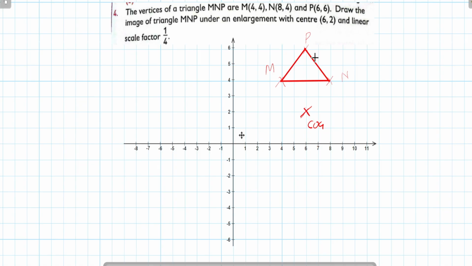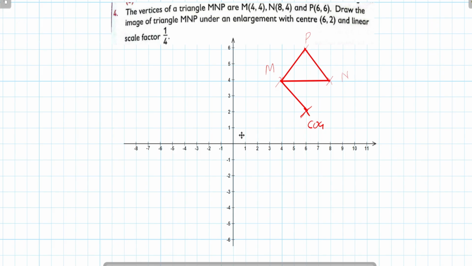So tayari hiyo ndio triangle yetu. Now we need to now enlarge this scale factor a quarter. So ikiwa scale factor ni fraction, yamaanisha image yako itaenda nyuma ya hiyo center of enlargement. So let's connect the object to the center of enlargement. So it means that your image will be behind it. So itakuwa behind the center of enlargement. Ingekuwa ni more than one, image yako ingekuwa mbele ya hiyo object. Now, but now since it's a fraction, itakuwa nyuma yake.